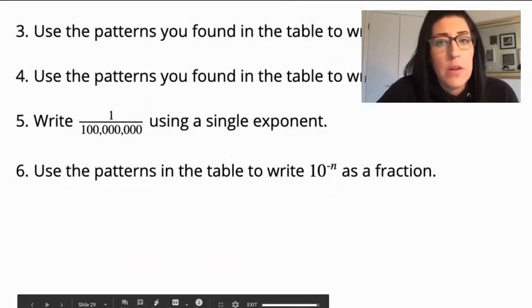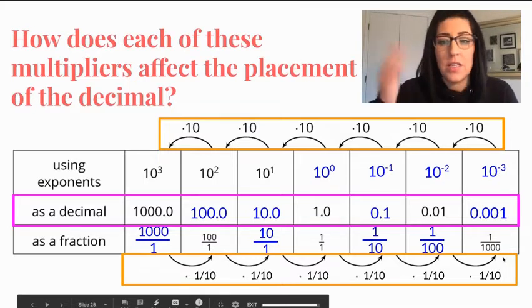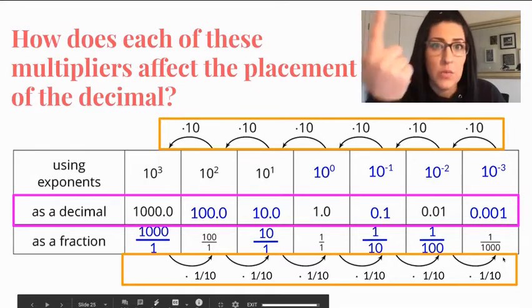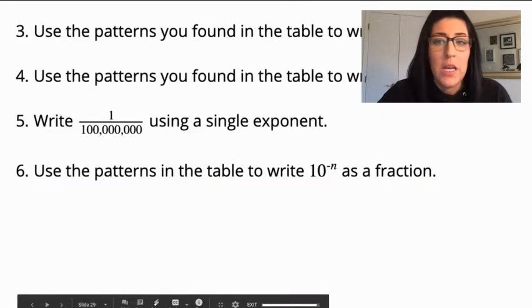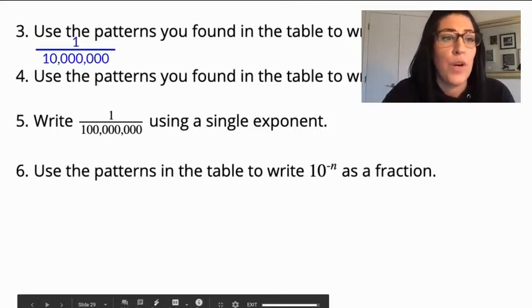Using the patterns we found in the table, let's write 10 to the negative 7th as a fraction. So just kind of going back here, if you look at 10 to the negative 3rd, that's telling us how many times to multiply 1/10 together. So 1/10 times 1/10 times 1/10, that gives us 1 over 1,000. So we have to make sure we understand that that's what that negative exponent represents. It's not the number of zeros that are in the decimal or the fraction that we're writing. So we would write this as 1 over 10 million.